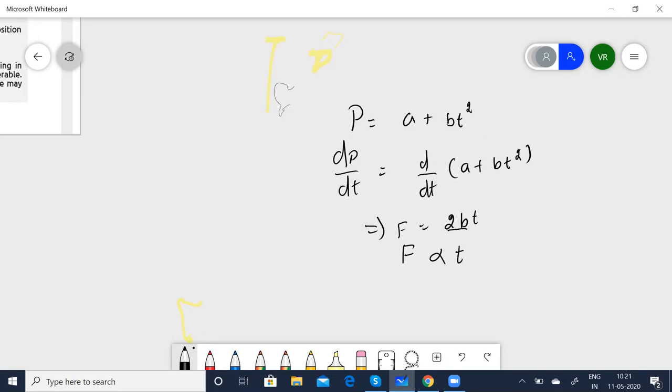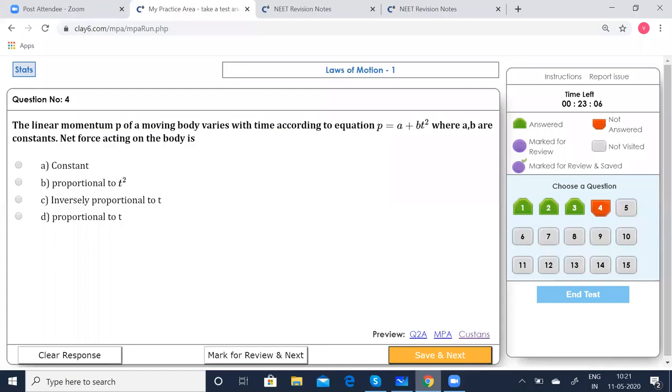Let us see which option is correct. F is directly proportional to T. B option is correct. Save that.